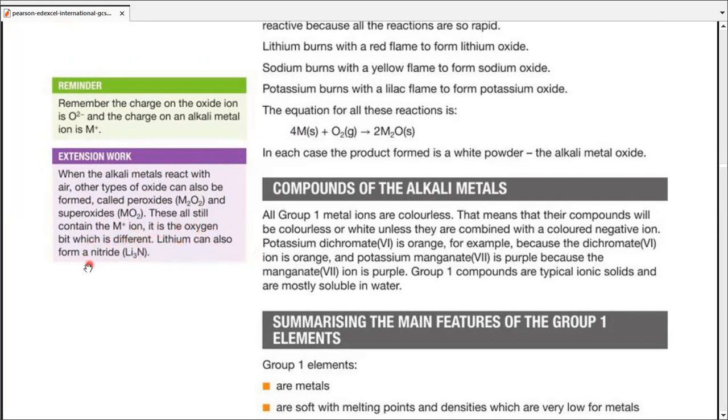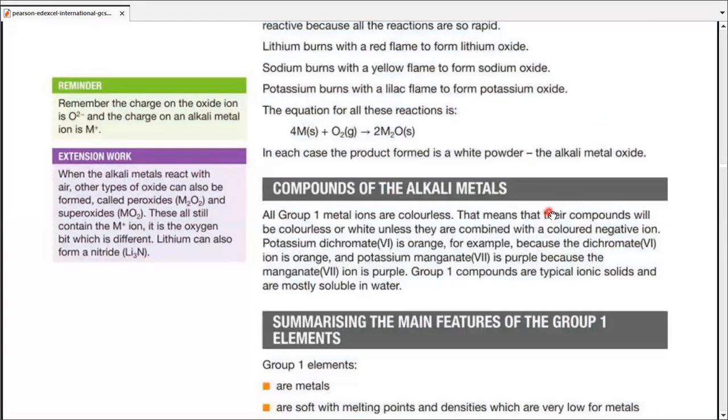Remember, lithium can also form a nitride reacting with nitrogen in the air. However, other alkali metals tend not to do so. They may do so, but under specific conditions, not easily. So remember, there can be other types of oxides as well. Keep in mind, this is just an oxide. This one is named peroxide, and this one is named superoxide. So the formula changes and the name changes too.